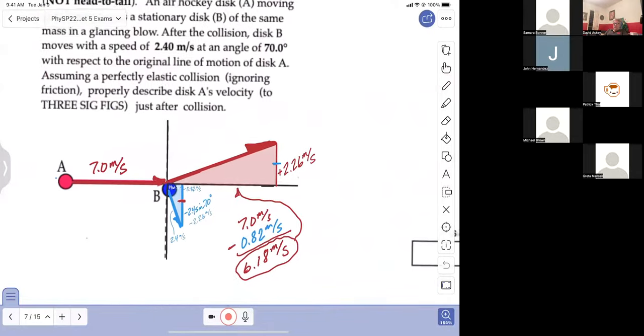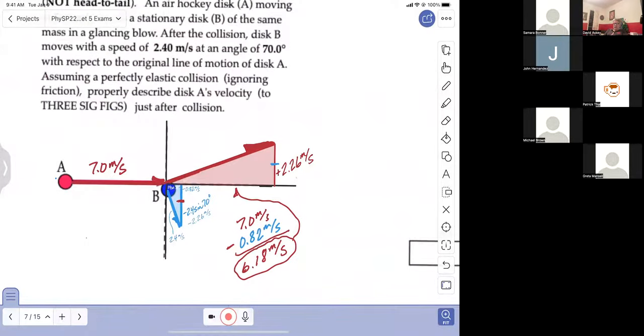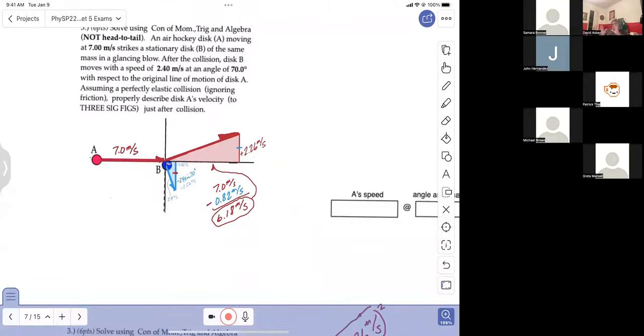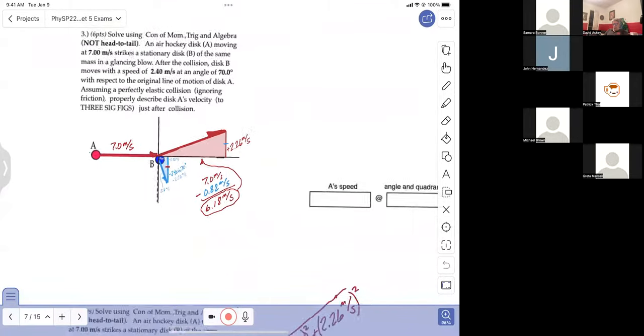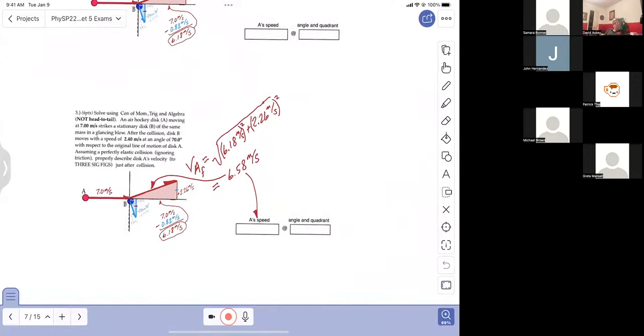I could also have found it by saying tangent of 20 degrees is 2.26 over X, and then solve for X. That would have given me 6.18. Either way, it gives me the same answer, with maybe a slight round off here or there. Okay, so far so good.